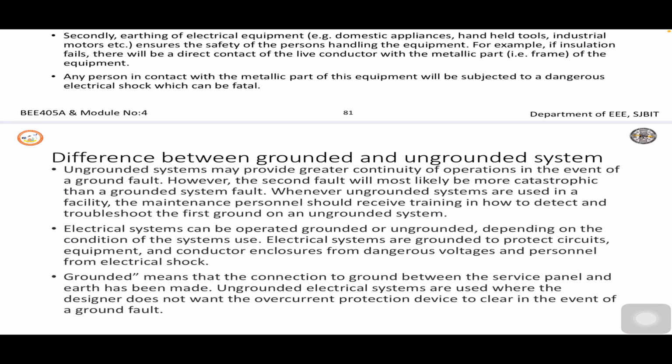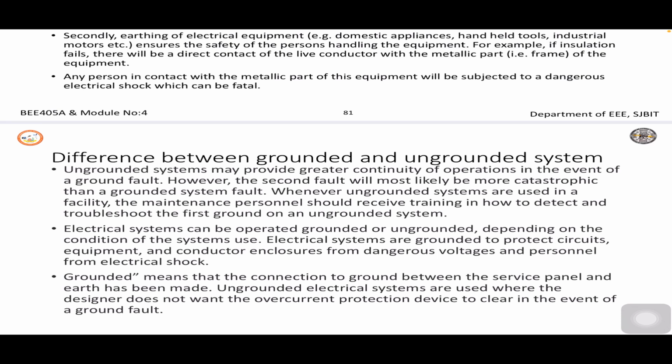Now we can say ungrounded systems may provide greater continuity of operation whenever there occurs a ground fault, but a secondary fault is most likely to occur and it becomes more catastrophic than the grounded system fault. So whenever ungrounded systems are used in a facility, the maintenance person should receive training on exactly how to detect and troubleshoot the first ground on an ungrounded system.